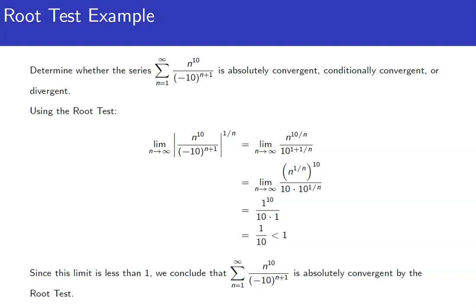In this example, we're going to use the root test to determine whether or not a series converges. So in this one we have the series from n = 1 to infinity of n to the 10th over (-10)^(n+1). We're determining whether or not it's absolutely convergent, conditionally convergent, or divergent.